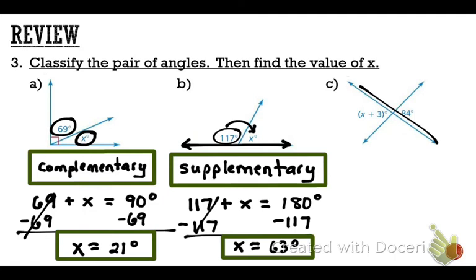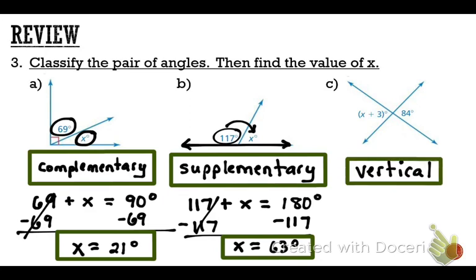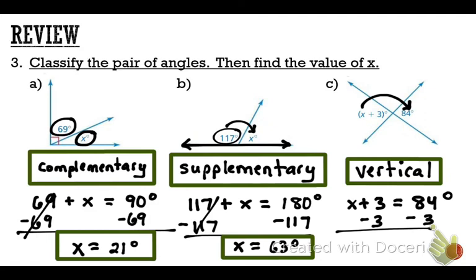We've talked about it before. It kind of looks like an X. It looks like intersecting angles, but they're not called intersecting angles. What kind are they? Vertical angles. Does anyone remember something we have learned about vertical angles? They equal each other, okay? So that means this equals that. So I could write x plus 3 equals 84. How do I get x by itself? Subtract 3 on both sides. And the answer is 81 degrees.